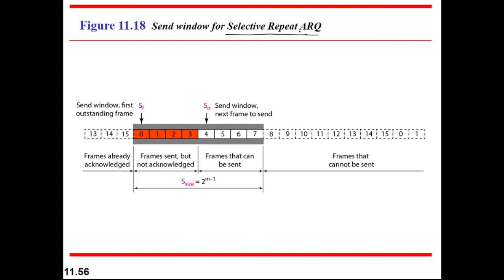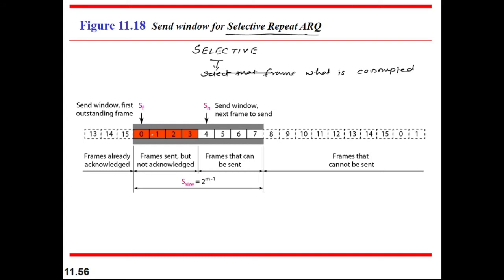This is the algorithm, that is selective repeat ARQ. Selective repeat ARQ means what? Selective means you have to select the frame that is corrupted, and repeat means that frame you need to send to the receiver again. Okay, not the whole frames.